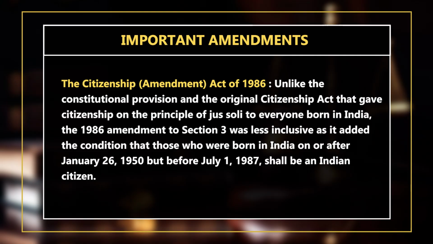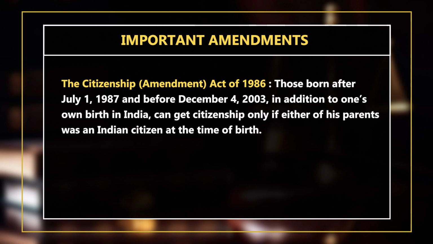The Citizenship Amendment Act of 1986. Unlike the constitutional provisions and the original Citizenship Act that gave citizenship on the principle of jus soli to everyone born in India, the 1986 amendment to Section 3 was less inclusive, as it added the condition that those who were born in India on or after January 26, 1950, but before July 1, 1987 shall be an Indian citizen. Those born after July 1, 1987 and before December 4, 2003, in addition to one's own birth in India, can get citizenship only if either of his parents was an Indian citizen at the time of his birth.